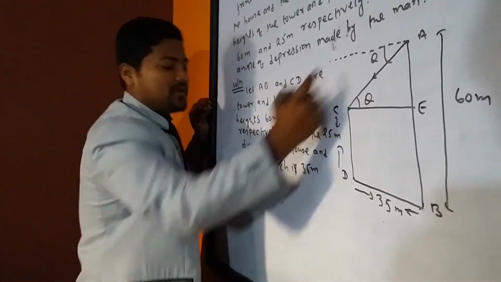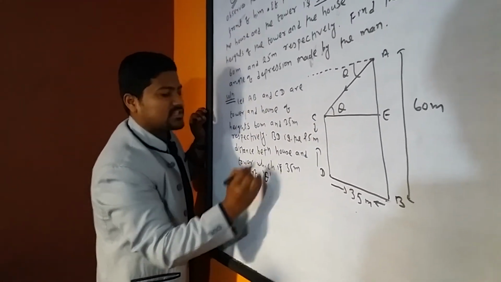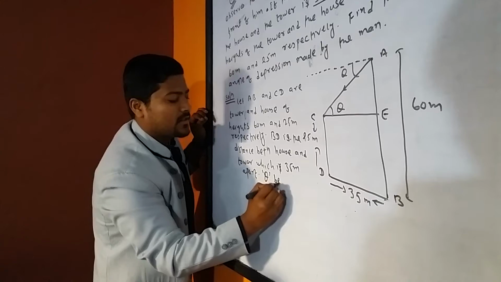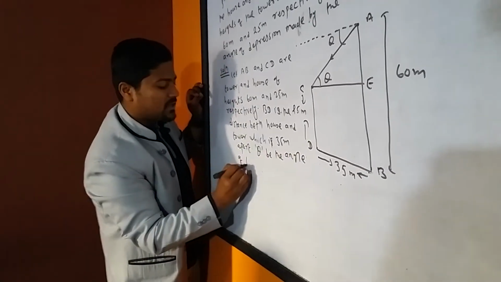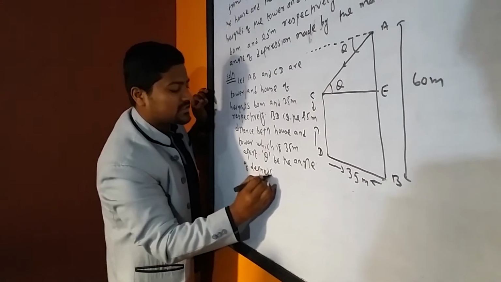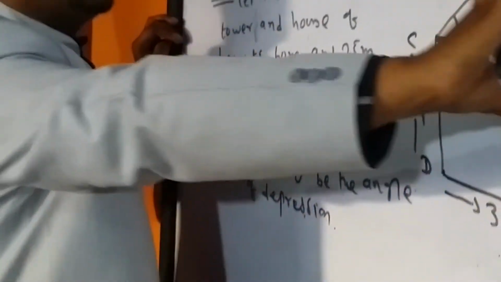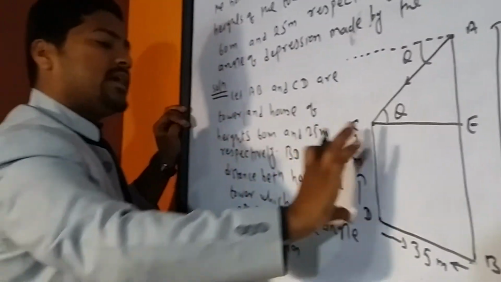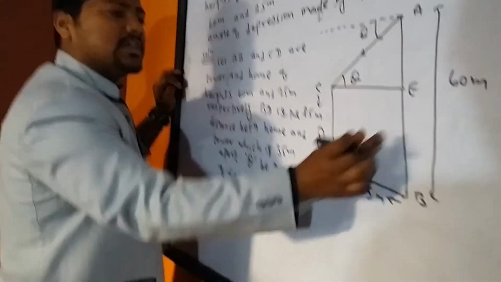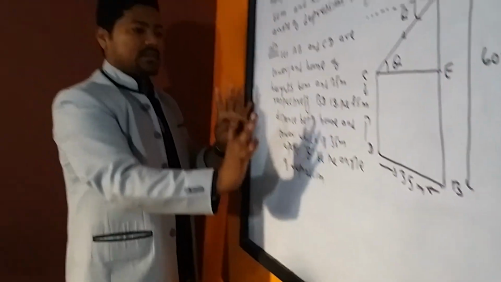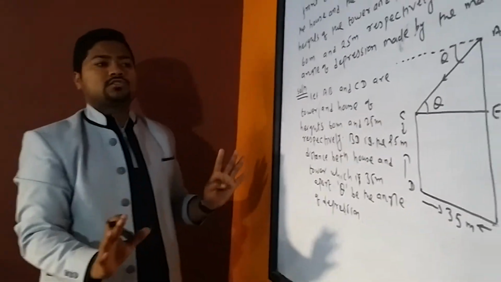And theta be the angle of depression. So these things we have to write: AB is the tower, CD is the house, theta is the angle of depression, and the distance between the house and tower is 35 meters. After writing this, only then can we solve these questions.